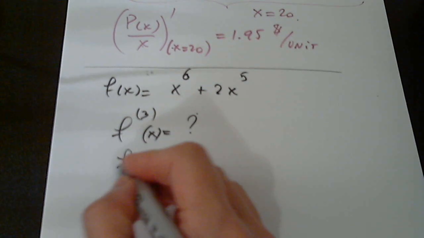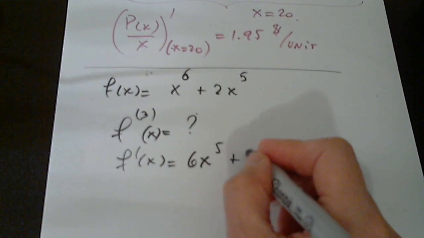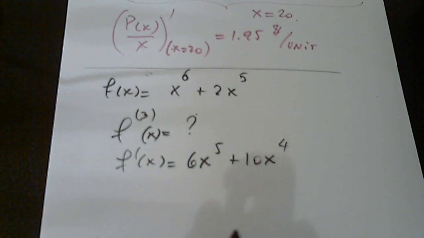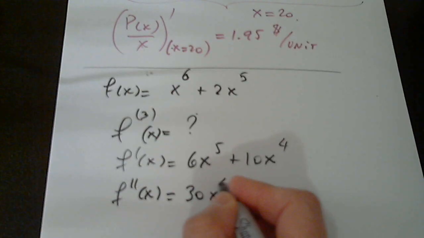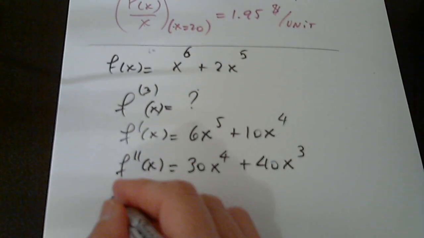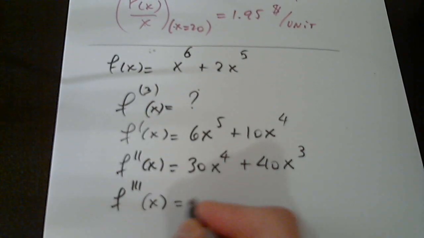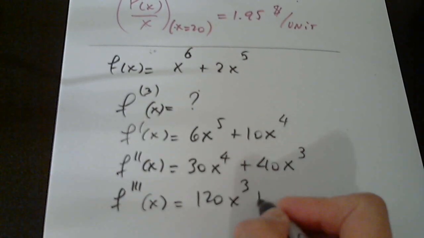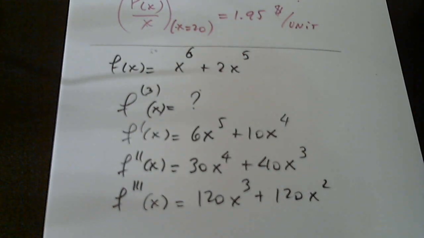You will find the first derivative first as 6x to the fifth plus 10x to the fourth. You will find the second derivative as 30x to the fourth plus 40x to the third. And you will get to the third derivative, either written like this or like this, as 120x to the third plus 120x squared. Okay, that's all you need to do.